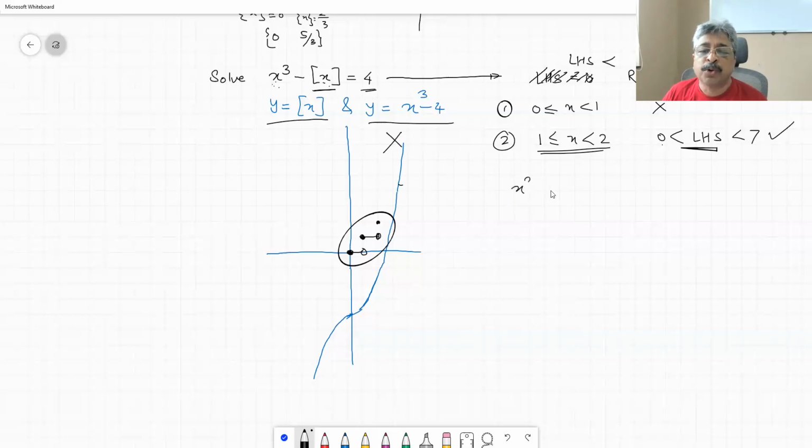x cube minus 4 is equal to 1. Therefore, x cube is equal to 5. Therefore, x is equal to the cube root of 5. I think that is the way to go.